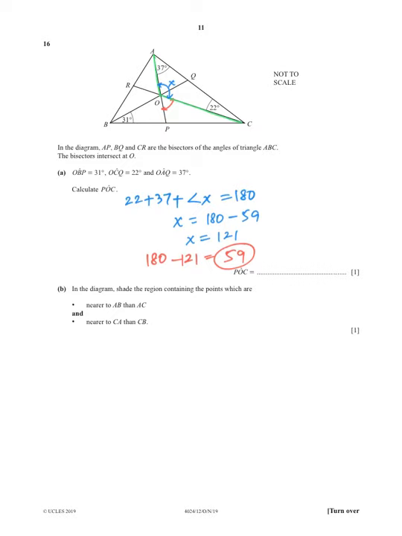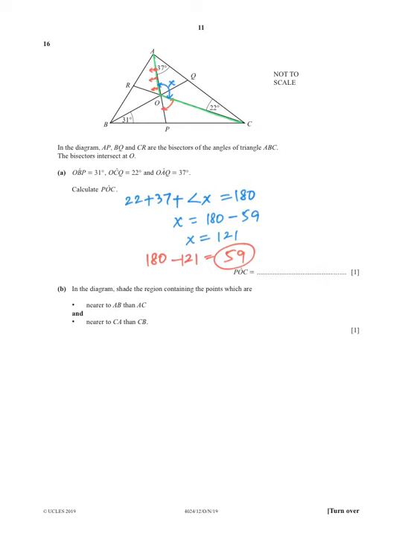And your next part, in the diagram, shade the region containing the points which are nearer to AB than AC and nearer to CA than CB. Nearer to AB than AC, first we need to find the line that is equally divided between these two, AB and AC. So AB and AC, basically this line. If it says nearer to AB, that means you need to move to the left side where the point B is. So that is for the lines AB and AC.